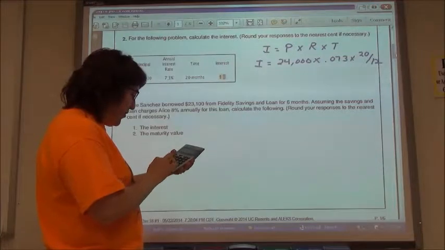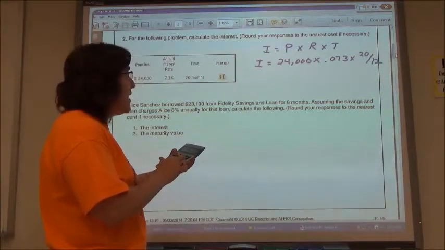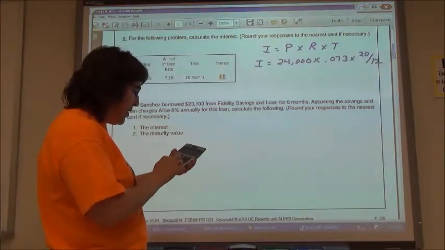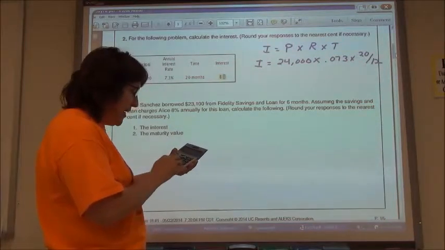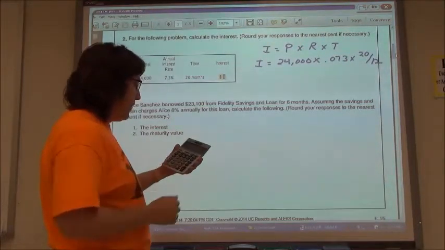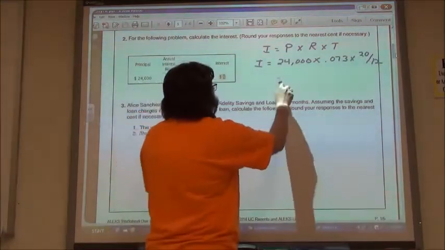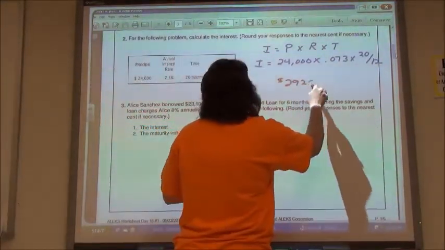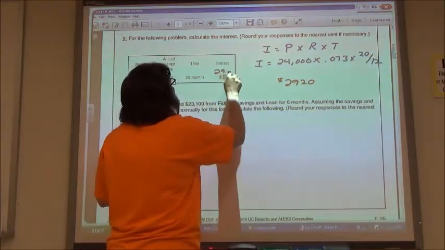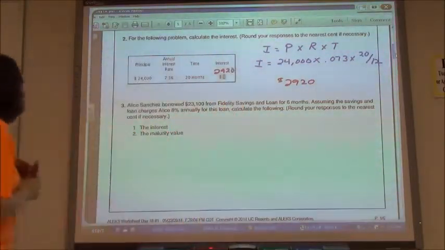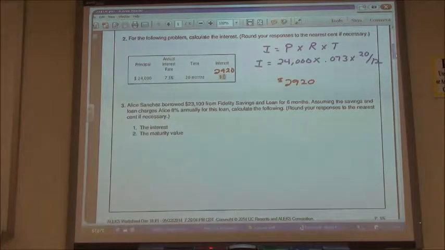So again, on your calculator, you're just going to punch that in. 24,000 times 0.073 times 20 divided by 12. And so we get $2,920. This one just asks for the interest, $2,920.